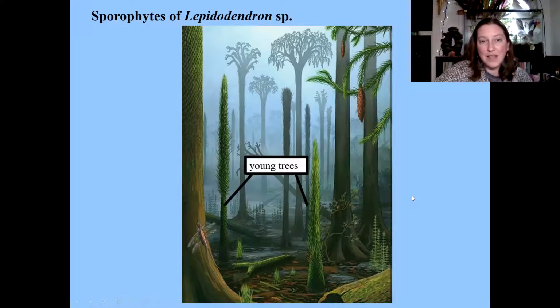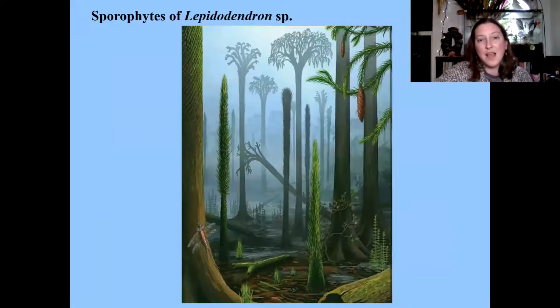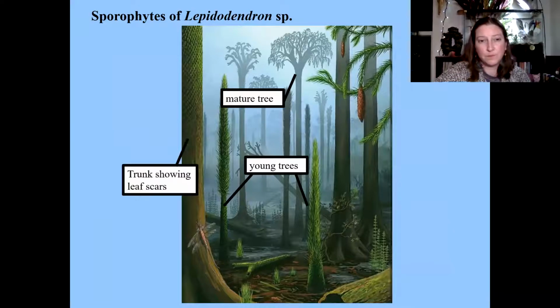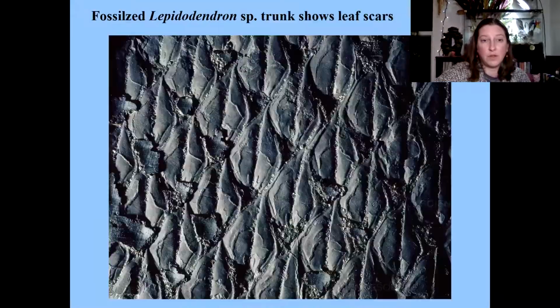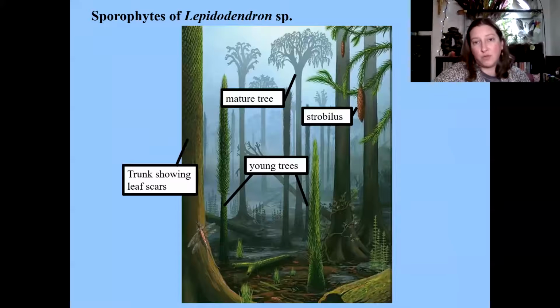Just to kind of hit some of these things home. So instead of looking at this, you can look at this. Here's the young trees that are growing, the baby trees. In the background here, you see those mature trees with the equal dichotomy. This is a close-up of a trunk. You can see the leaf scars, right, which is what we looked at here. And then giant strobili. Here's one giant strobilus hanging from the tips of the tree. So super cool to think about.